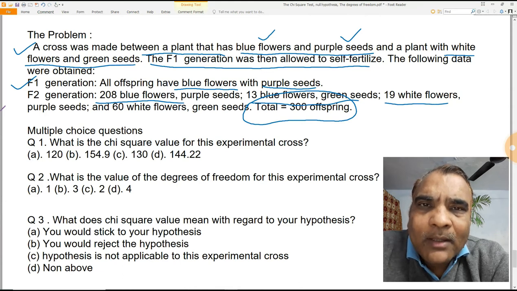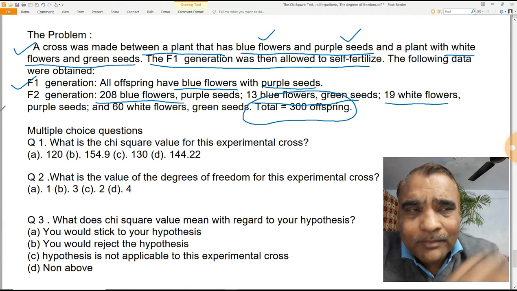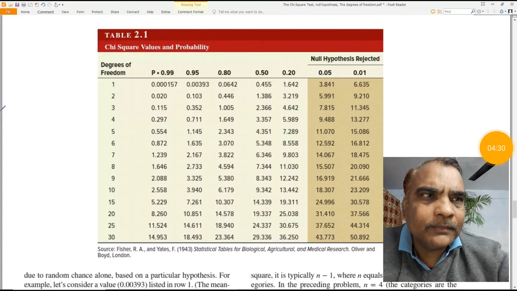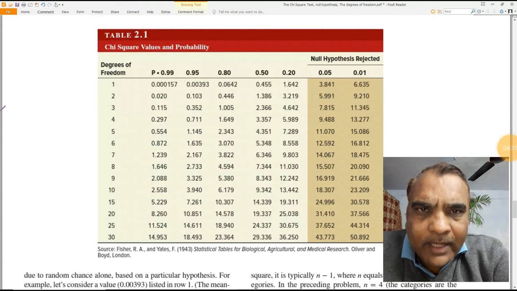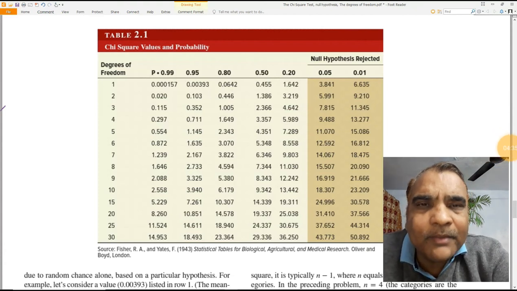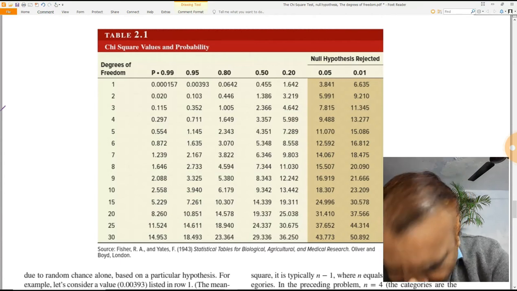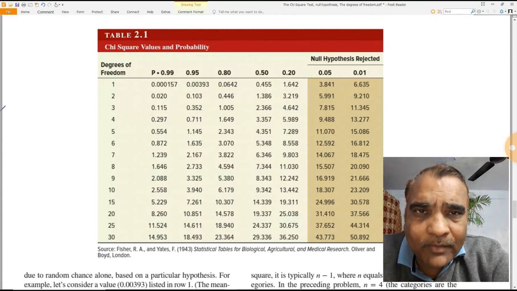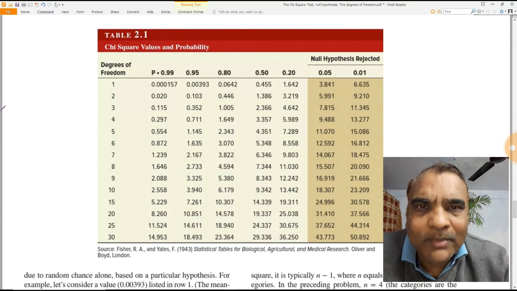For that, the table will be given in your examination in the question paper in printed form. So I am also showing you the table. This is the table which will be provided to you in your question paper in printed form along with the problem. Once you are ready with the chi-square value and the DF value, you will find the p value, and then you will make your analysis regarding your hypothesis. So let's return to the MCQs.